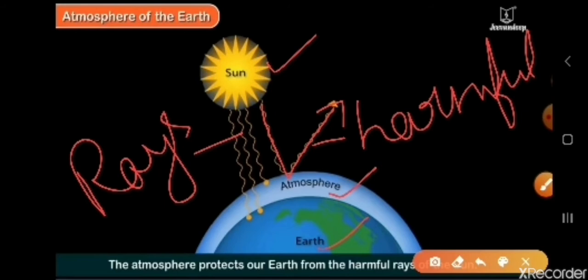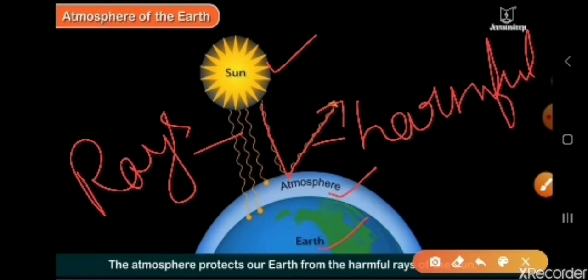Do you know, children, the atmosphere also helps to keep the temperature of the earth steady. Steady means uniform. Uniform means एक जैसा. इस एटमॉस्फेयर की वजह से ना तो अर्थ पे बहुत ज़्यादा ठंडी होती है, ना बहुत ज़्यादा गर्मी होती है. Here the temperature is always uniform, meaning it is always maintained so that living organisms can survive on the earth. It is only because of the atmosphere.